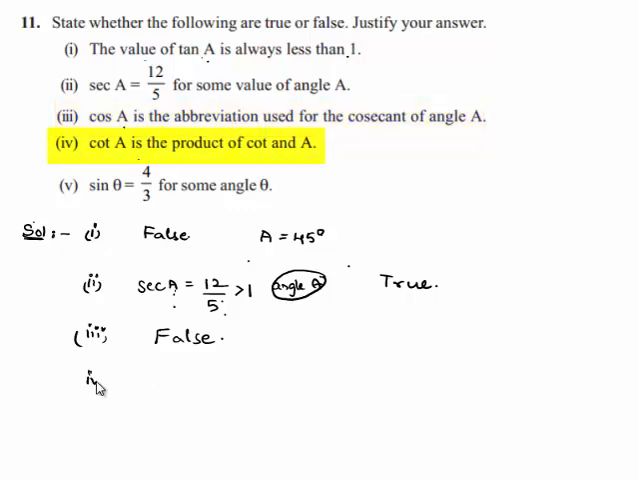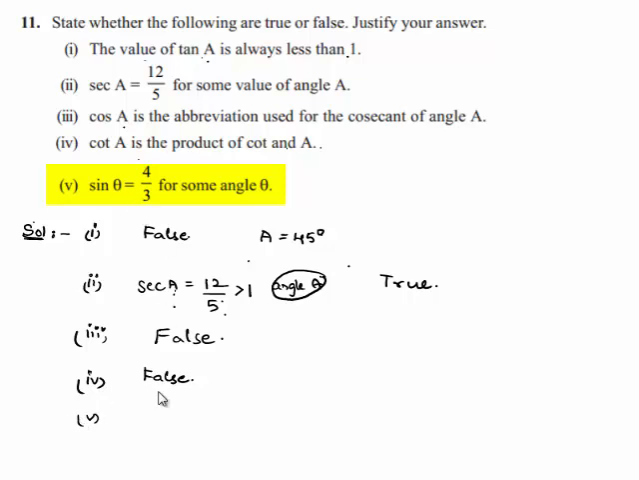Now moving on to the fourth bit. Cot A is the product of cot and A. It's false because we know that cot A is nothing but the ratio of the adjacent side to the opposite side. We can't say it's a product of cot and A. Moving on to the fifth bit.